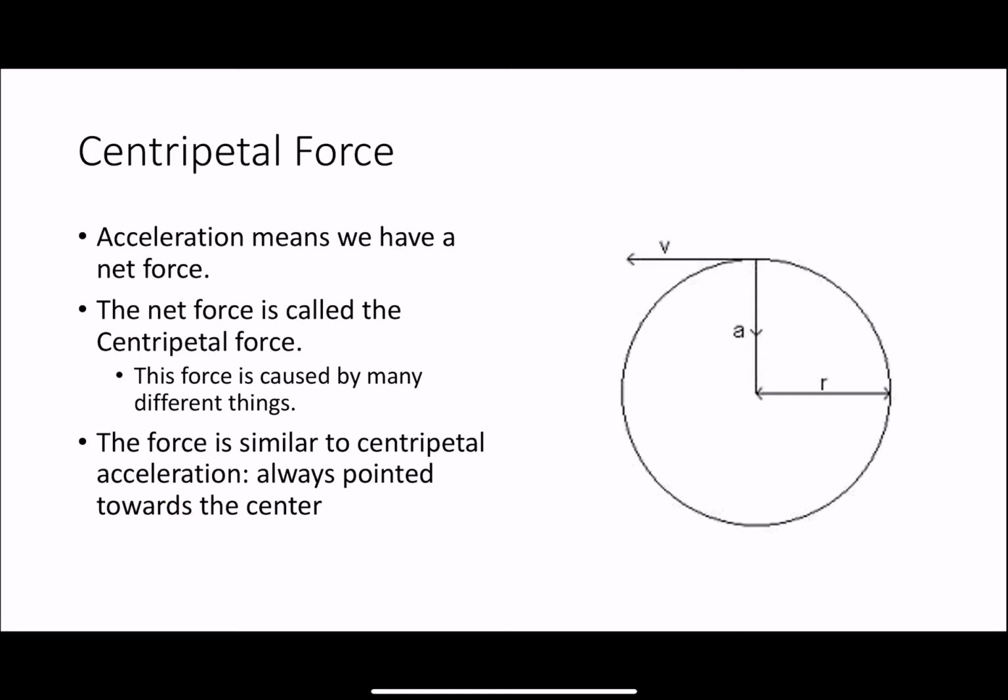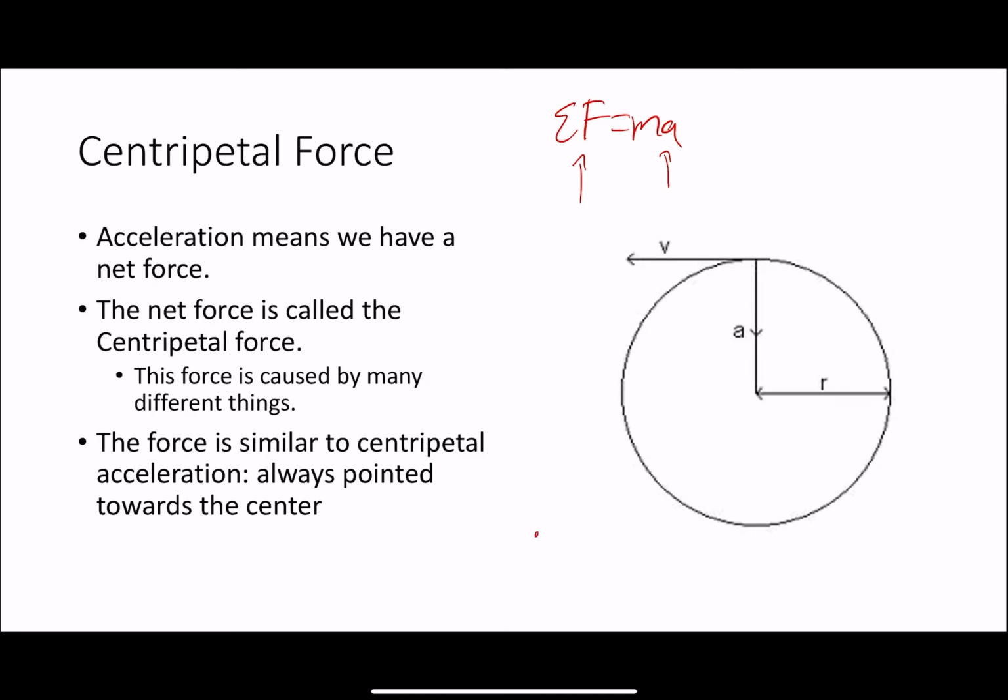Okay. But based on Newton's second law, F equals ma. If we have acceleration, that means we have a net force. Therefore, we call the net force of centripetal acceleration the centripetal force. But don't get caught up in the idea that the centripetal force is a thing. The centripetal force is not a thing in itself. It's just describing whatever the force is that causes the object to turn.